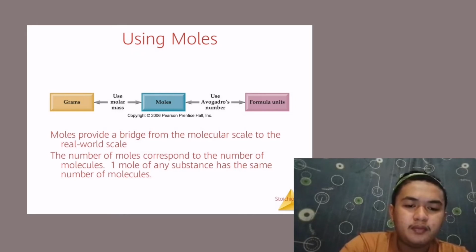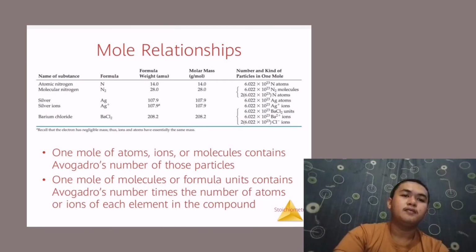Moles provide a bridge from the molecular scale to the real-world scale. The number of moles corresponds to the number of molecules. One mole of any substance has the same number of molecules. Mole relationships. One mole of atoms, ions, or molecules contains Avogadro's number of those particles. One mole of molecules or formula units contains Avogadro's number times the number of atoms or ions of each element in the compound.